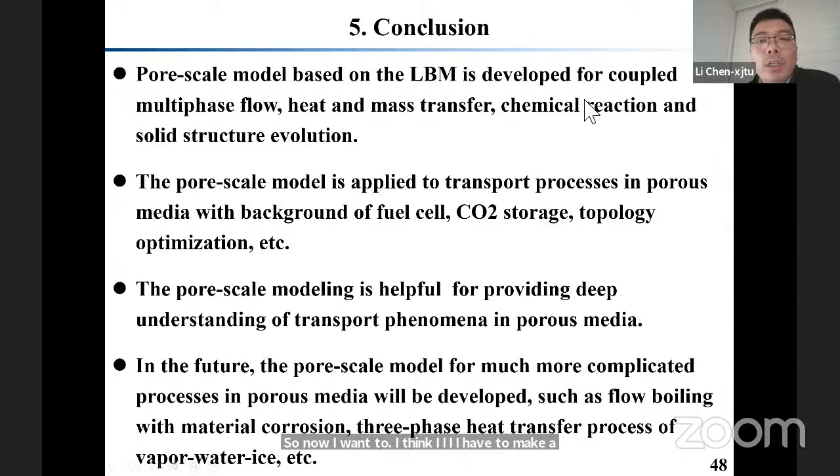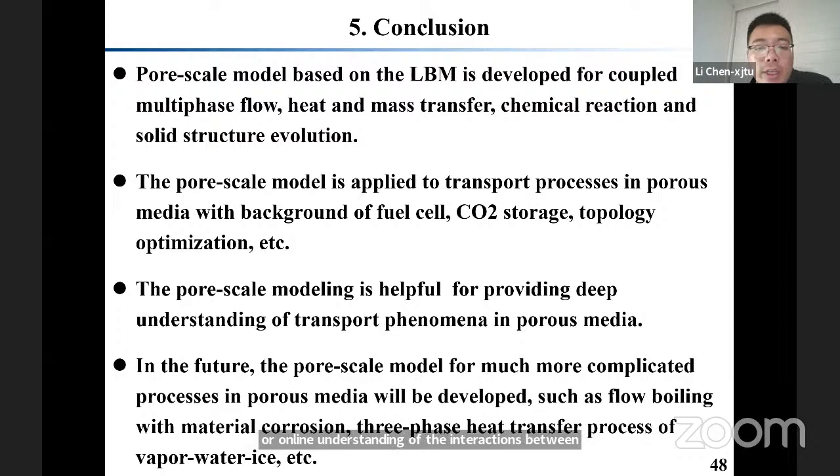So actually in our group we developed a pore-scale model based on the lattice Boltzmann method for coupled multi-phase flow, heat and mass transfer, chemical reaction, and solid structure evolution. And we also apply this pore-scale method to transport processes in porous media with the background of fuel cells, carbon dioxide storage, or topology optimization. Such pore-scale modeling can provide a much deeper understanding of the interactions between structures and the transport processes.